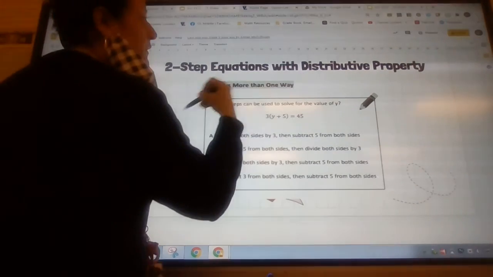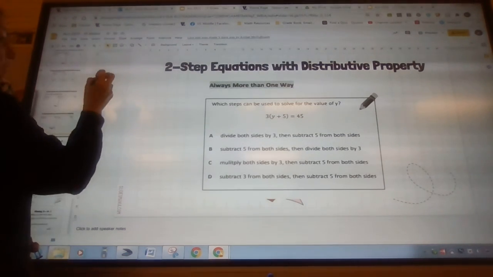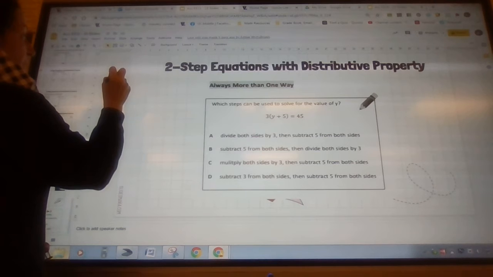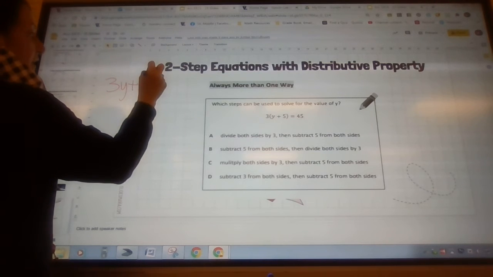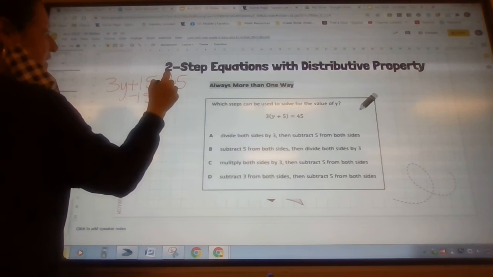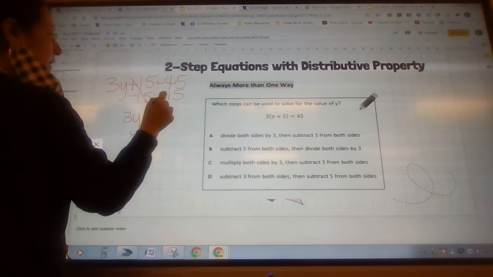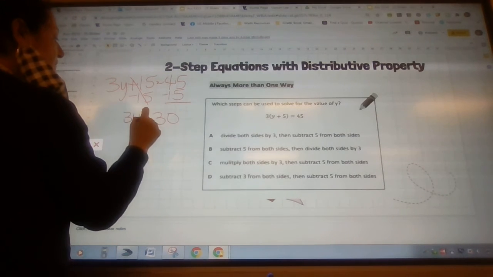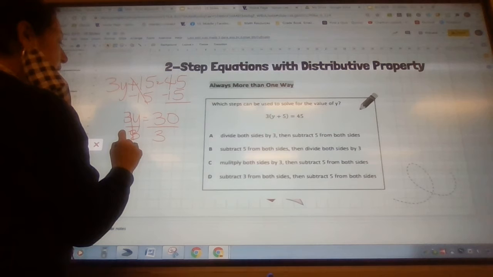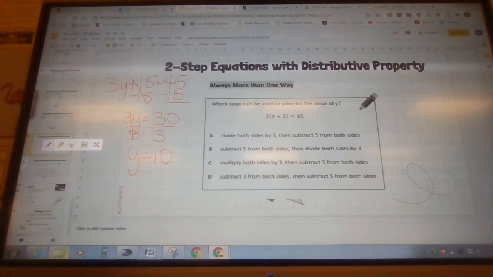All right, let's do it the way we know how to do it first. This is how you should have worked this. So we've got 3y plus 15 equals 45, right? We're going to subtract 15 from both sides, and we get 3y equals 30. Divide both sides by 3, and y equals 10, okay? So C.